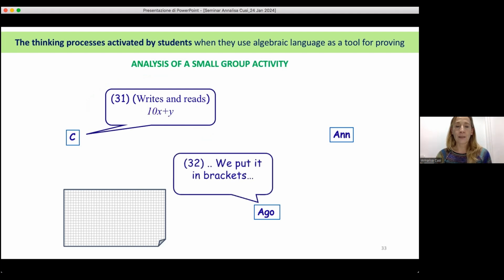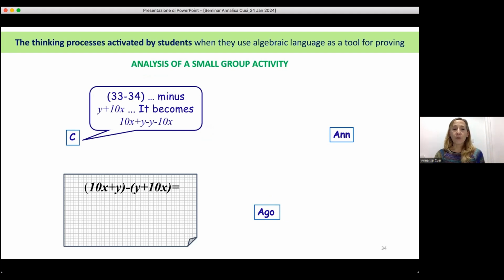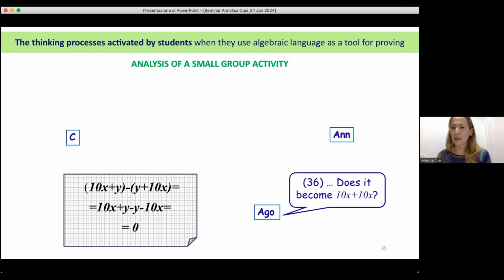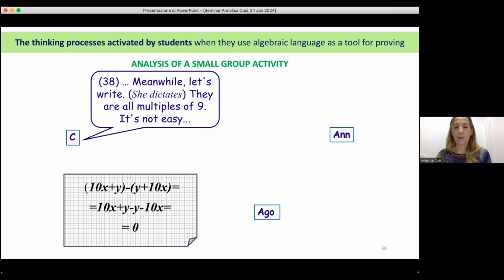So she writes 10x plus y, we put it in brackets, minus y plus 10x, it becomes 10x plus y minus 10x. 0. In my opinion, something is wrong because it cancels. Does it become 10x plus 10x? They are cancelled. So they understand that there is a problem because they have examples, and in their examples, they didn't always find 0. Meanwhile, let's write.